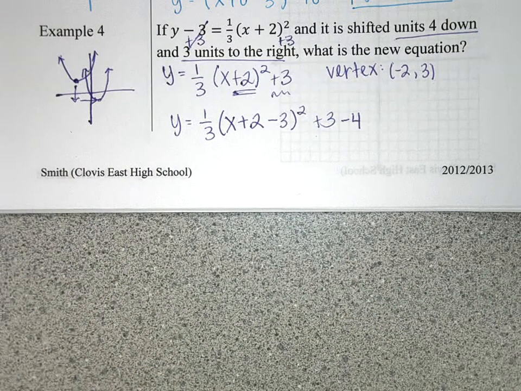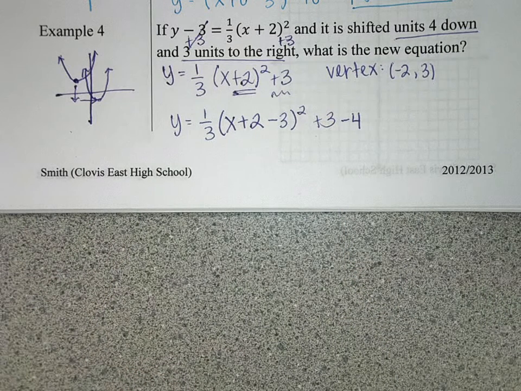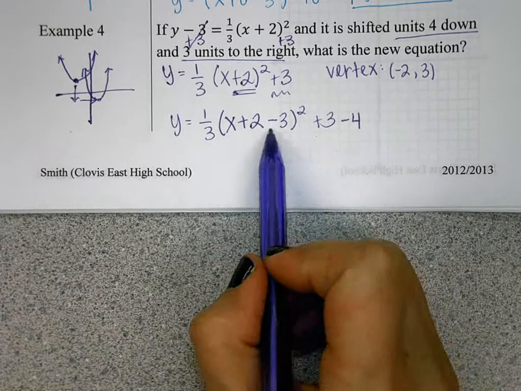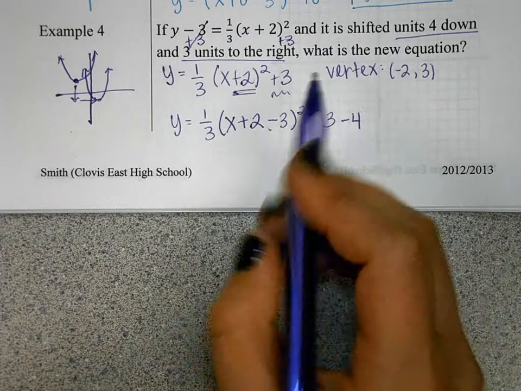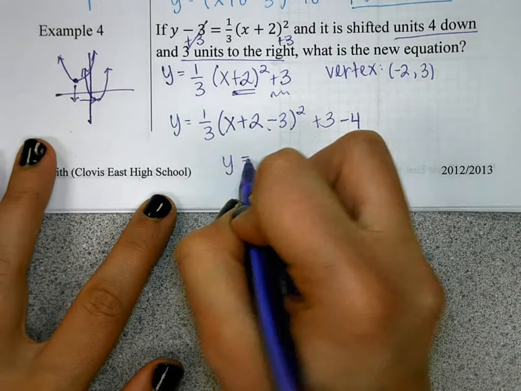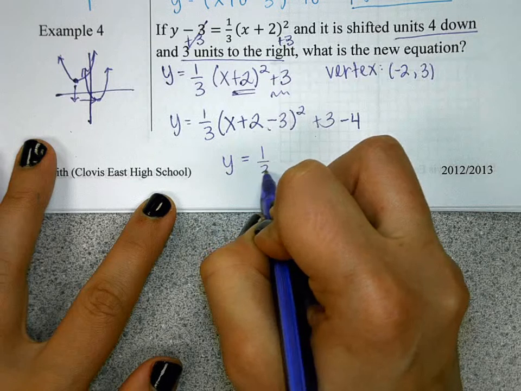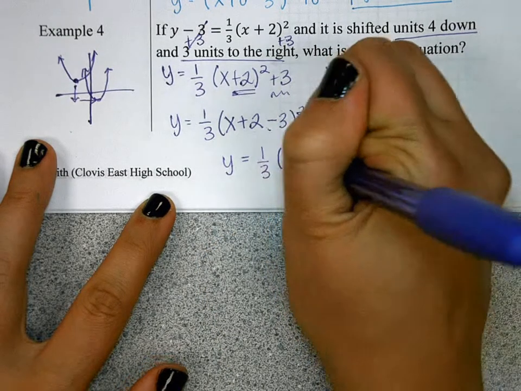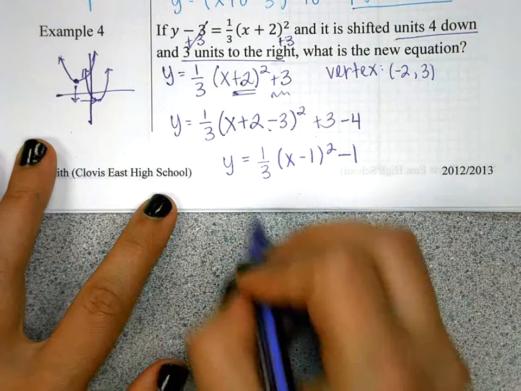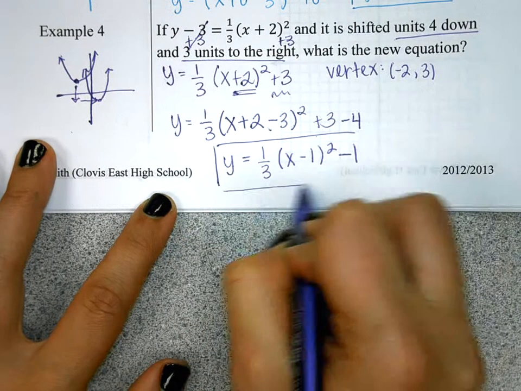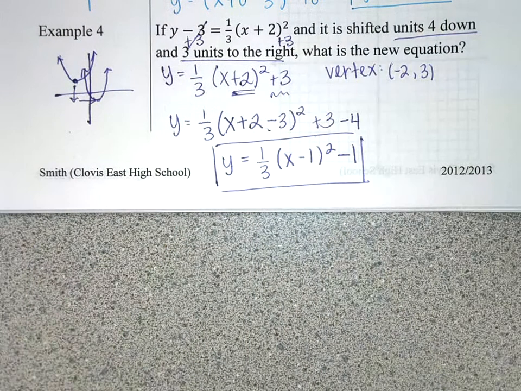So the up and down, or the y-coordinate in general of parabolas, move or behave exactly like we expect them to. The x-coordinate is the opposite of what we expect. So that's going to give me an equation of y equals 1/3 times x minus 1 squared minus 1. And that's your new equation.